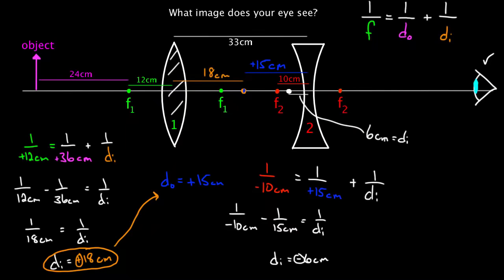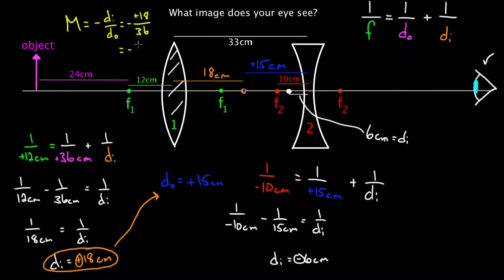If we wanted to figure out how big it was, we have to use the magnification formula. So let's do that. Over here, magnification equals negative DI over DO. All right, so what was DI for this first case? We're going to do it one step at a time. For this first case, the DI was positive 18. So I'm going to put positive 18 up here. I'm going to leave off the units because they're going to cancel. DO was not 24, it was 36. So what do I get?